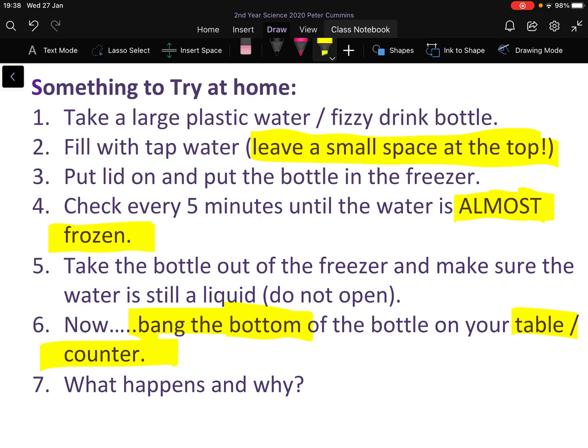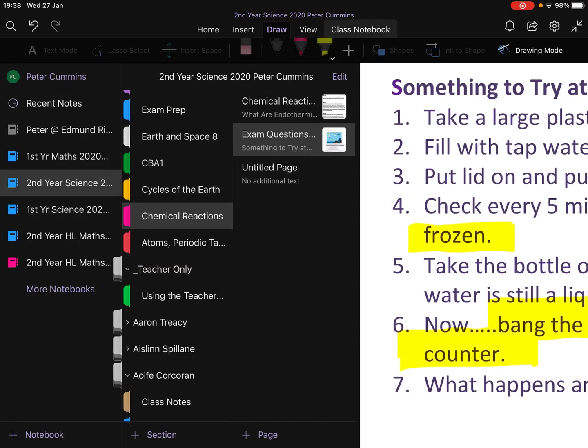See what happens, and if anyone wants to take a video of themselves doing that and post it, I'll stick it up on the Insta, that'd be cool. You're looking to see what's going to happen and, more to the point, why has it happened? So it's quite a cool experiment.